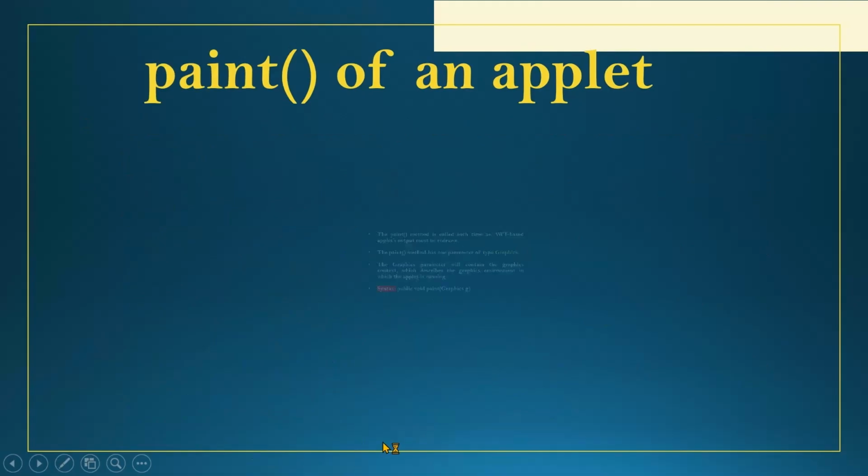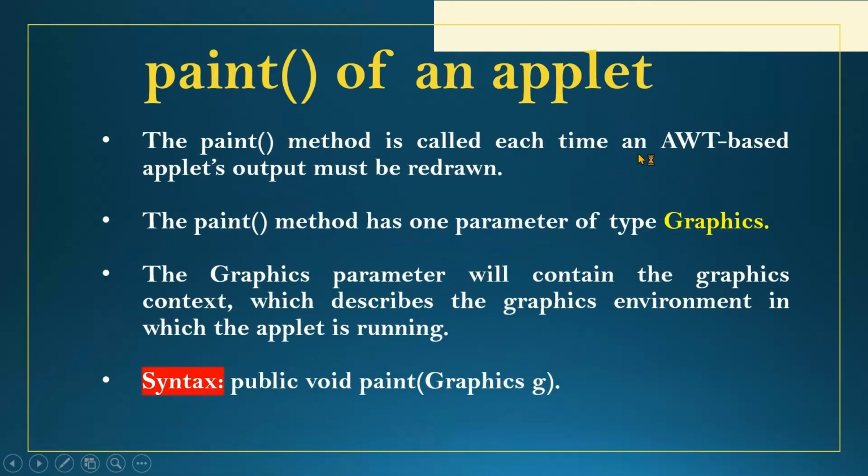Paint method. The paint method is called each time an AWT-based applet's output must be redrawn. So whenever you want to put some text or some components on screen, then we can go for the paint method.